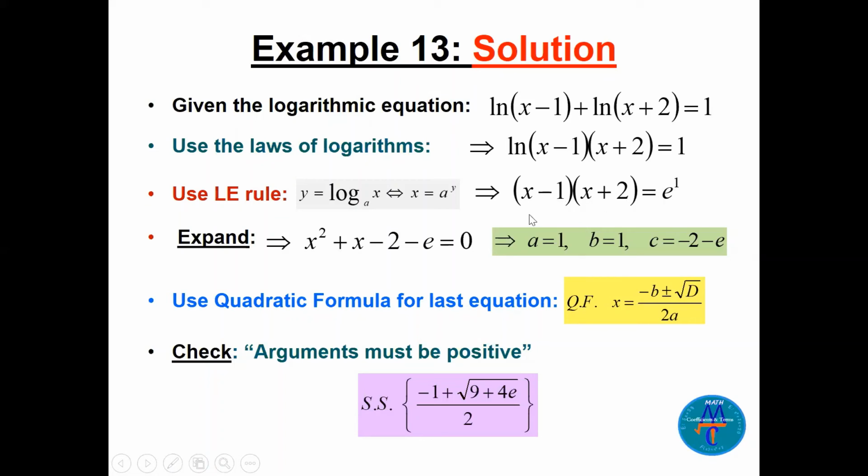So when I multiply, I get x squared plus, see here, 2x minus 1x becomes plus x minus 2, and then I bring the e, minus e is equal to 0. So this is a quadratic equation, not easy. We cannot factor it for sure, because a here is 1, b is also 1, but c is minus 2 minus e. So I have to use the quadratic formula. You know, this is the quadratic formula. I put a equals 1, b equals 1, c equals minus 2 minus e. I get the answer here, two solutions. I have to check, make sure the argument should be positive.